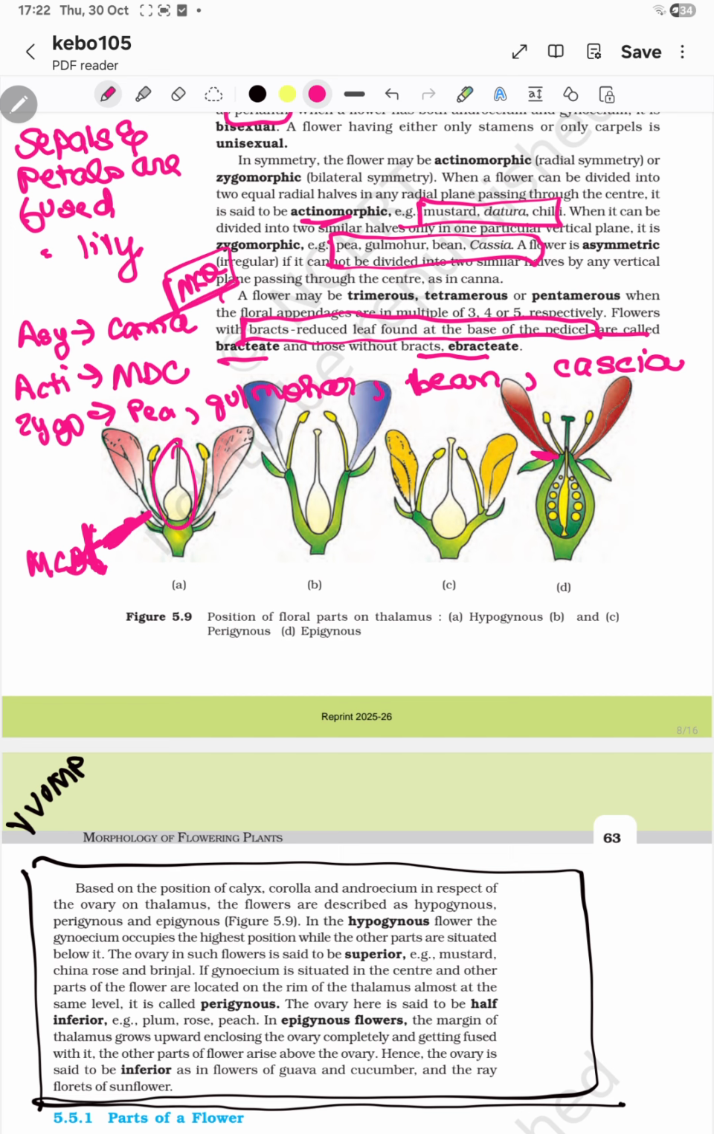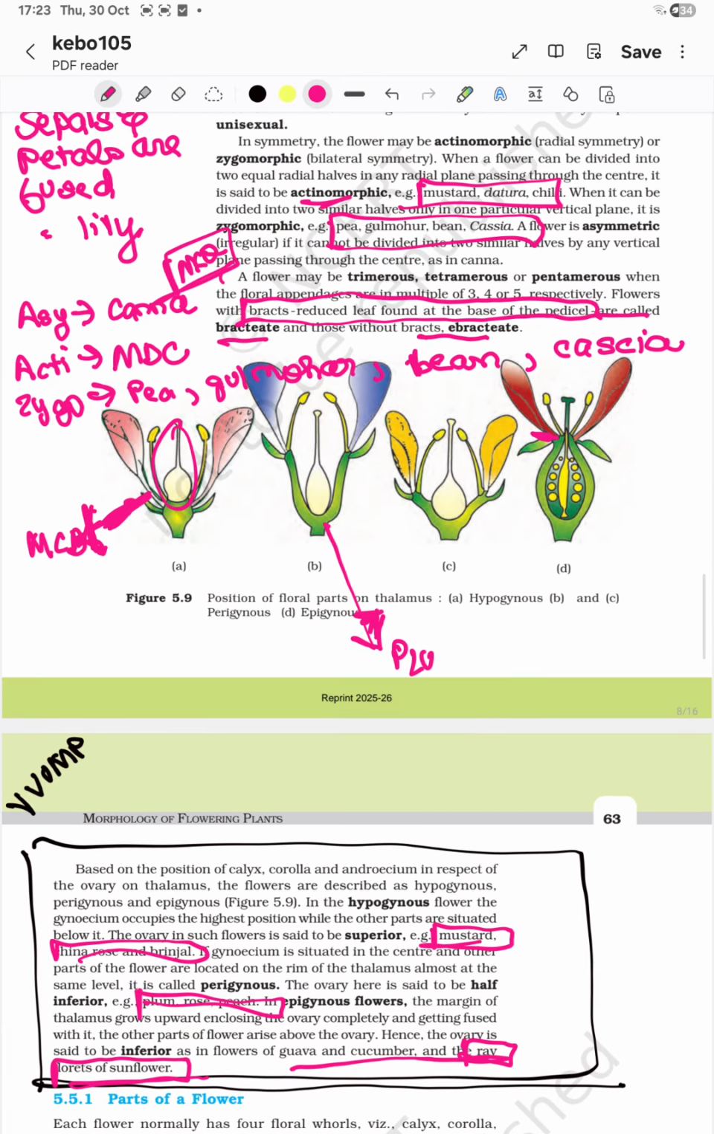Perigynous. Perigynous is where everything is at the same level. The ovary is at the same place, calyx, corolla, and stamens are all at the same place. So, this is plum, rose, and peach. Examples are the most important thing in this chapter. Epigynous. Epigynous means the ovary is below all the other parts, inferior. For example, guava, cucumber, and the ray florets of sunflower. Now they are very particular about these ray florets. In MCQs they will sometimes ask you which part of sunflower is epigynous. So ray florets you have to say, or in some viva or something.